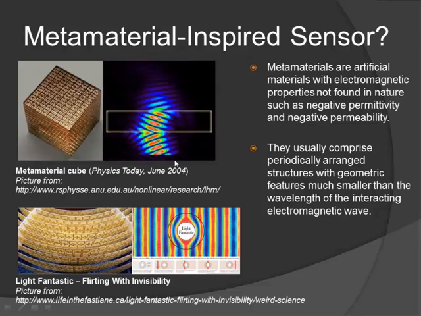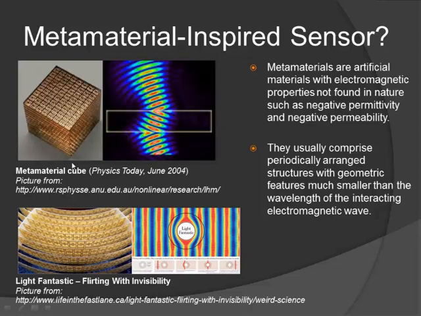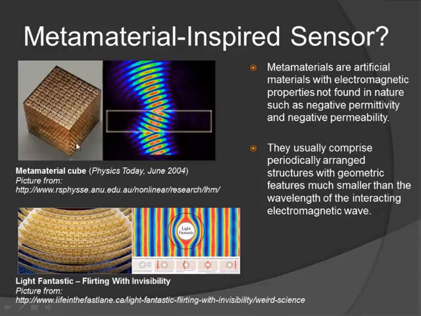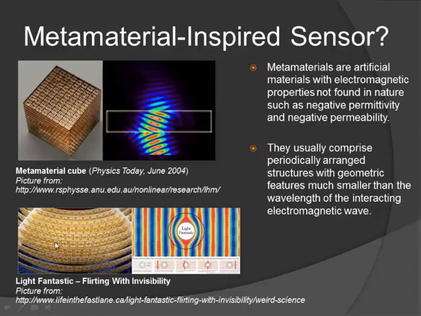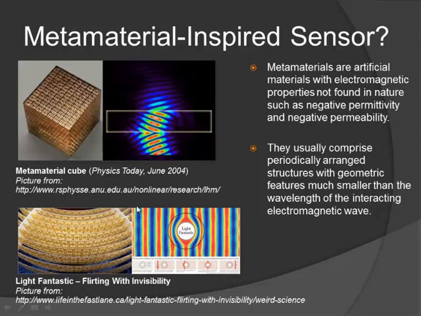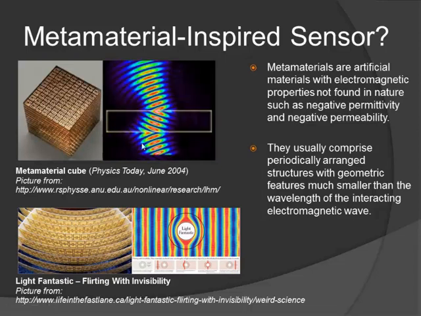This is an example of metamaterial. The first one is the metamaterial cube, which consists of SRRs in a 3D structure. Also, the second bends the light with negative refraction.